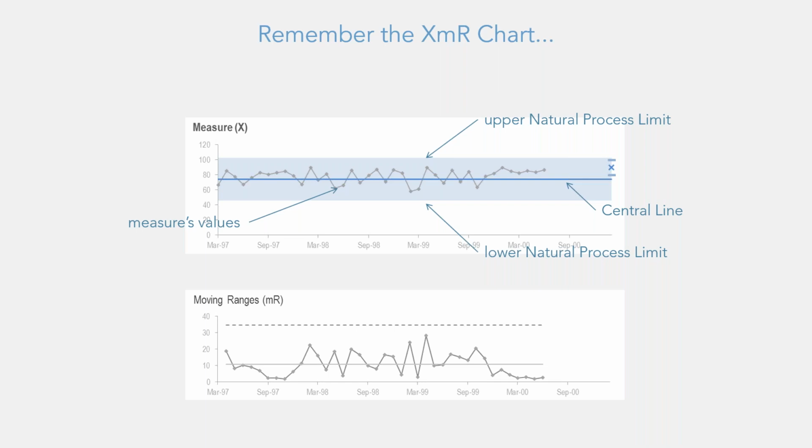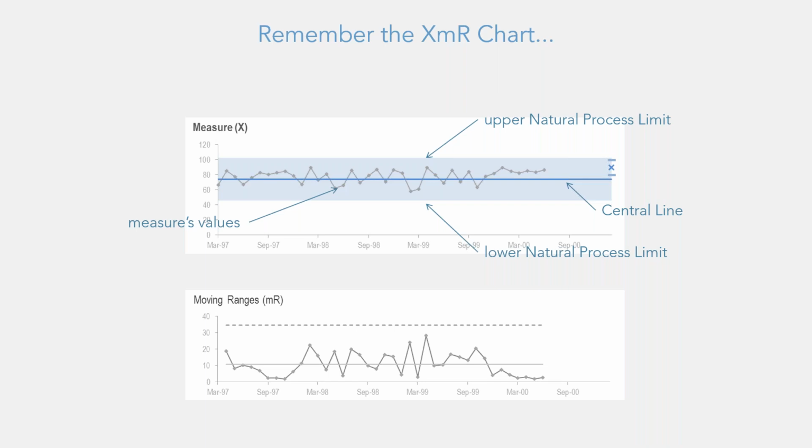If you're familiar with XmR charts, you know that the natural process limits are not targets. They're not the same as targets. Targets tell us where we want performance to be, where it should be, but these natural process limits tell us where performance actually is. And we set targets because where performance actually is not where we want it to be. So they're two different things.